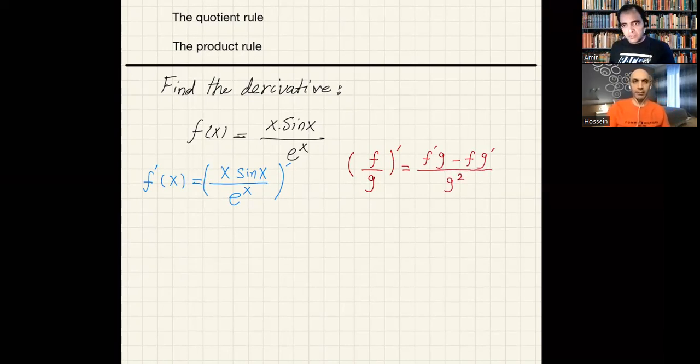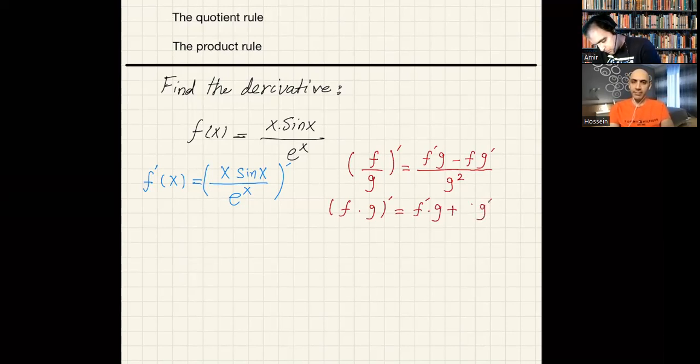So that's the quotient rule, and the product rule for the same functions, f times g, in prime notation: the derivative of the first one times g, plus the derivative of the second one times f. So we are going to use these two rules to solve this problem.